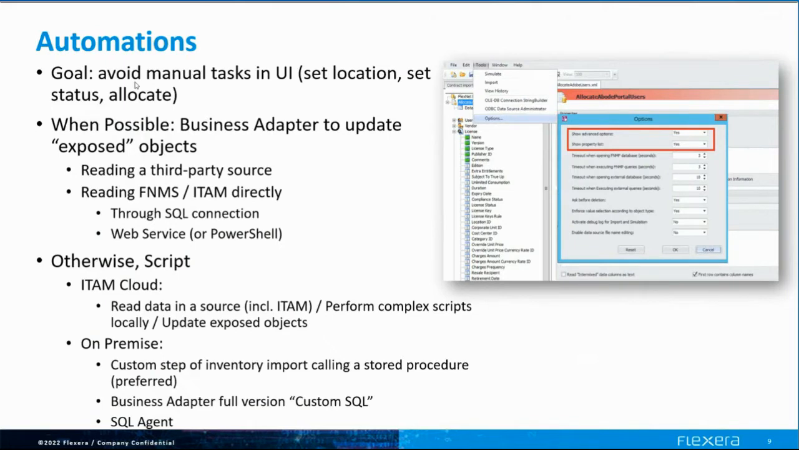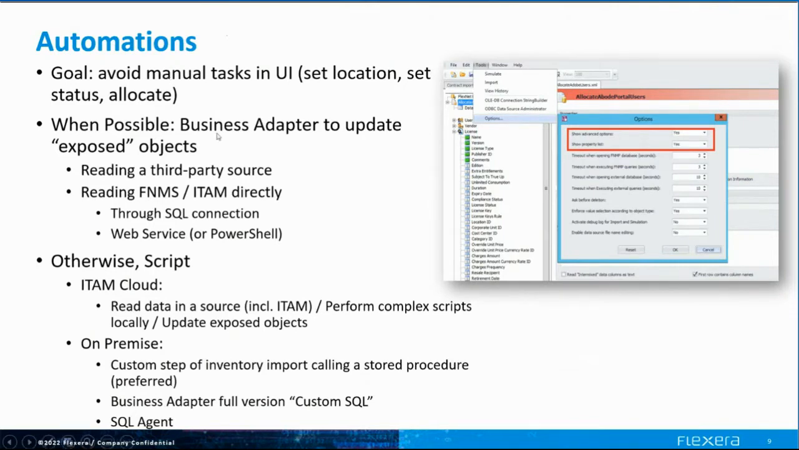You may want to avoid doing manual tasks. The goal of managing SAM in ITAM or in FlexNet Manager is not to click and click and click again. So there are ways of avoiding manual tasks in the UI. Typical manual tasks would be setting locations for computers or devices, setting status, allocating users to licenses or devices to licenses. Of course, there are ways you can avoid doing that manually.